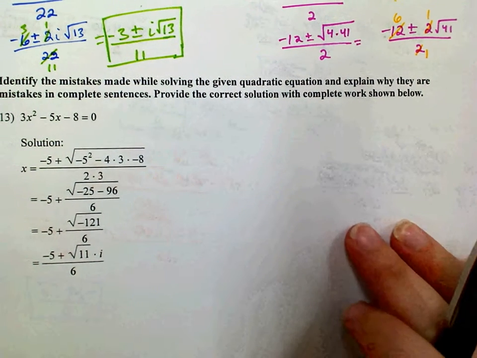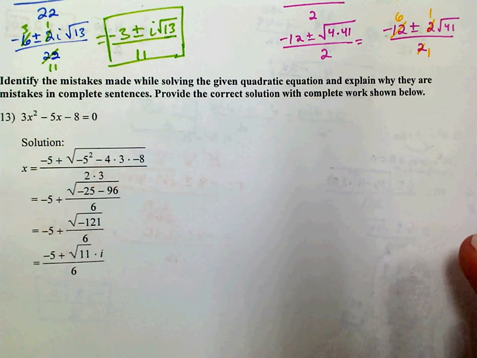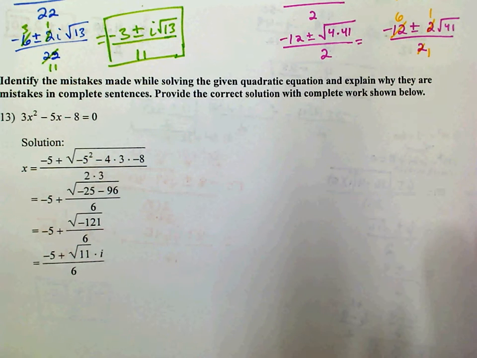So numbers 13 and 14 say, identify the mistakes made while solving the given quadratic equation and explain why they are mistakes in complete sentences. Provide the correct solution with the complete work shown below.